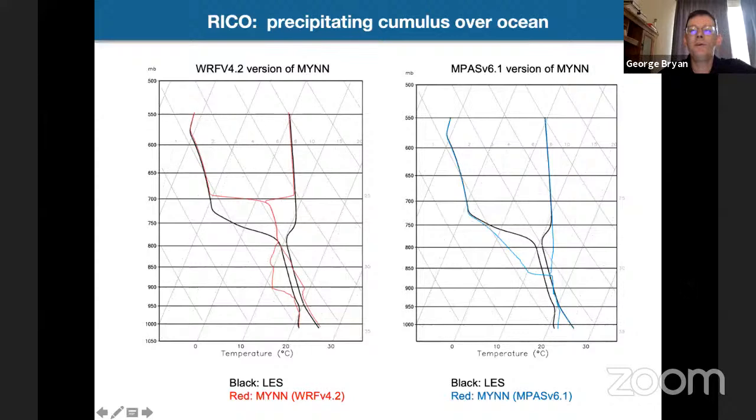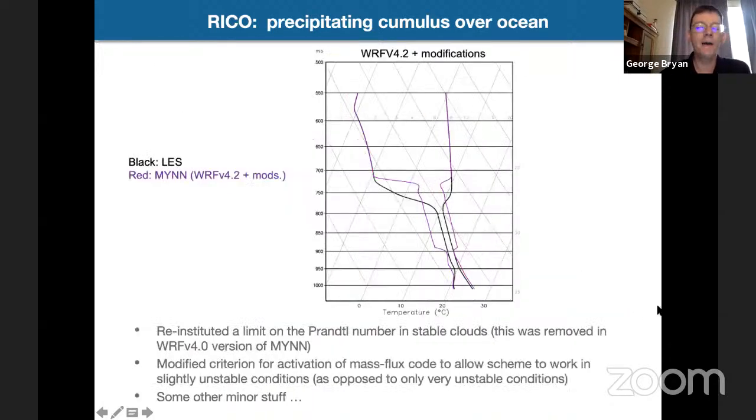Some results for the RICO case on the left here. Again, the black is LES. The red is the recent WRF version of MYNN. It just lifts the trade wind inversion too high, but this MPAS version 6.1 version of the code does the opposite. This drove me mad, so I started modifying the code and spent a couple weeks on this. One of the things I found is that if I turned back on a limit on the Prandtl number in stable clouds, I got much better results.